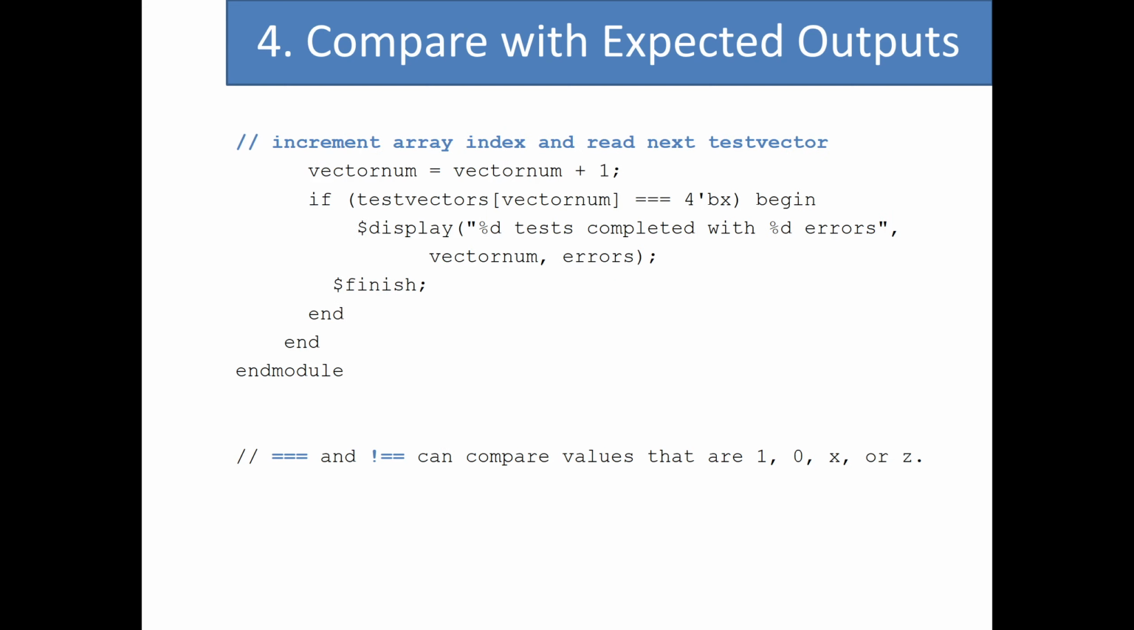And then we repeat this for all of the rows in the test vector. So we increment the vector number, we go to the next one, and then we repeat the process until we get to the end of the test vector.